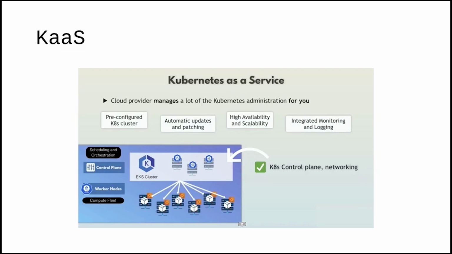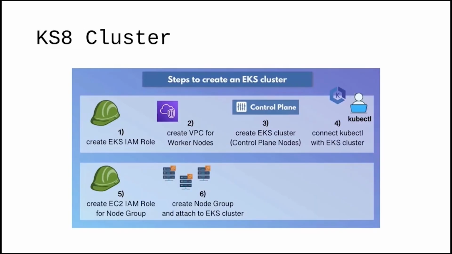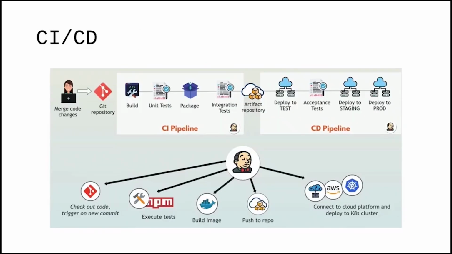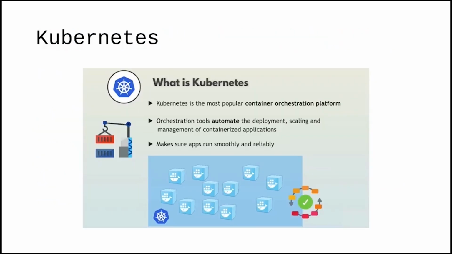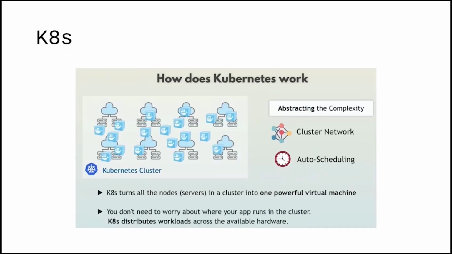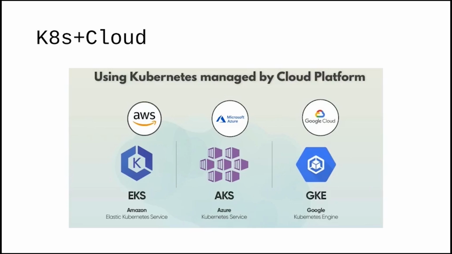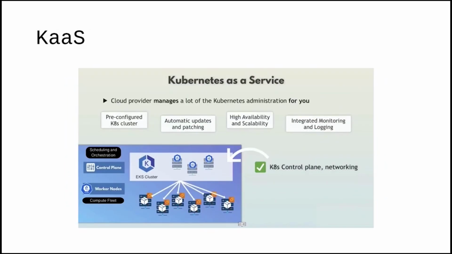Container orchestration. What is it? Automating the deployment, scaling, and management of containers. Now, the importance: scalability, easily scale applications up and down based on demand. High availability, ensure applications remain available even if some containers fail. Automated deployment, which simplifies and automates the deployment process.